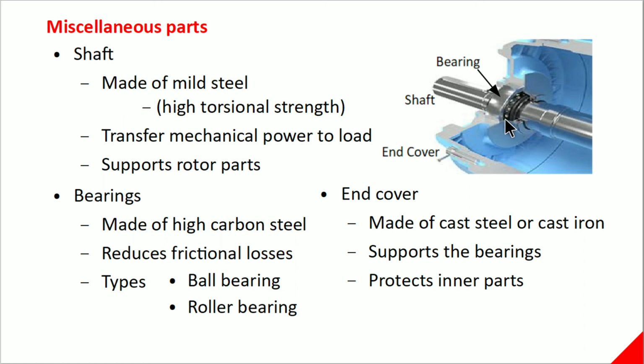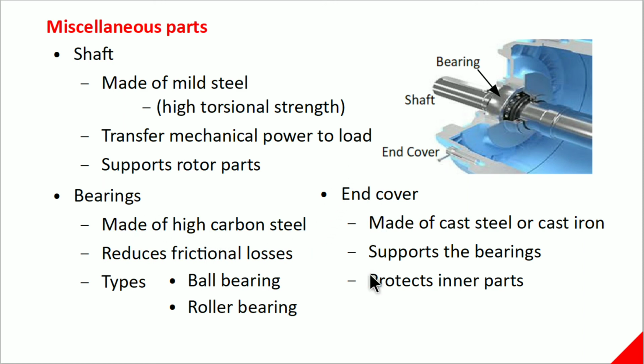And the bearings may be of 2 types, ball bearing or roller bearing. These reduce friction, and losses can further be reduced by properly lubricating the bearings with the help of grease, etc. The bearings are made of high carbon steel because they are continuously rubbing against each other, otherwise more wear and tear will be there if we use a soft material. It's a very hard and strong material.